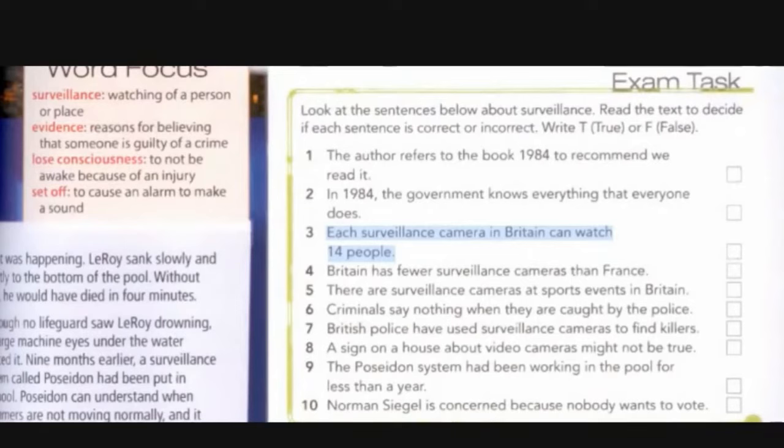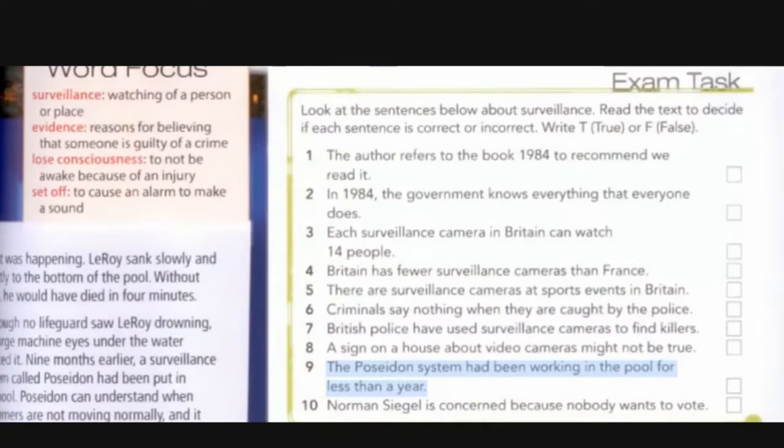Number four, Britain has fewer surveillance cameras than France. Chang Kai-si, do number four. Number five, there are surveillance cameras at sports events in Britain. Kwan Mei-yen, do number five. Number six, criminals say nothing when they are caught by the police. Eng Xing-yuan, do number six. Number seven, British police have used surveillance cameras to find killers. Brian, do number seven. Number eight, a sign on a house about video cameras might not be true. Charmaine, do number eight. Number nine, the Poseidon system had been working in the pool for less than a year. Lo Jin-yan, do number nine.